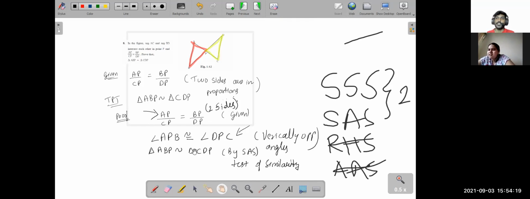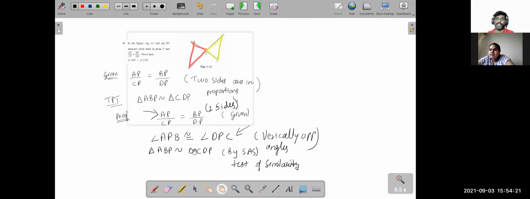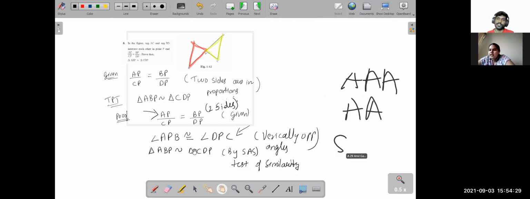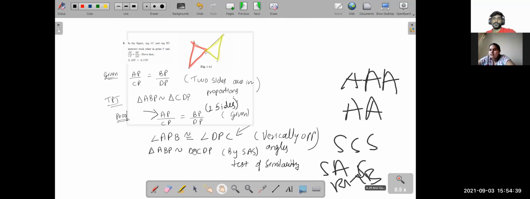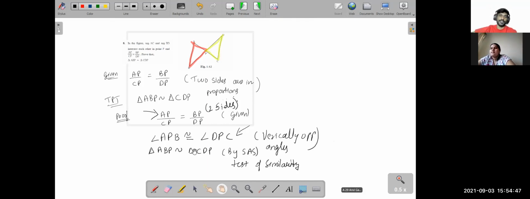Triple A, angle, angle, angle. Double A, angle, angle. Triple S, side, side, side. And SAS. Yes, just four. So RHS is not there. That is a congruency criteria, and AAS is also a congruency criteria. We are just doing similarity criteria.